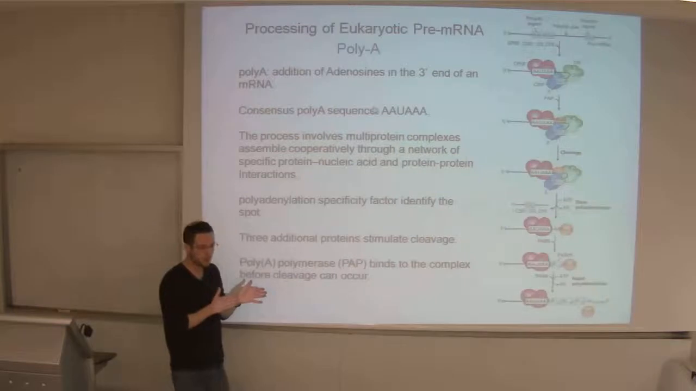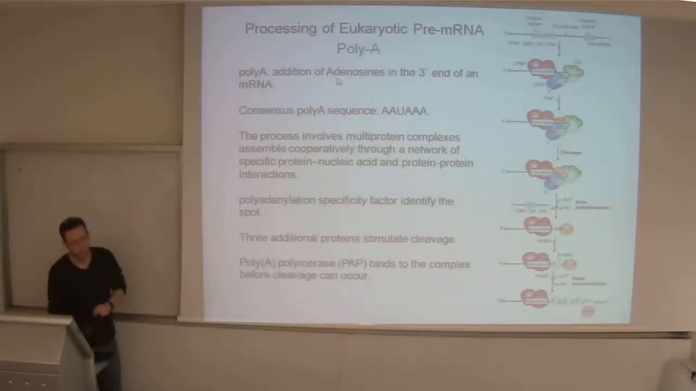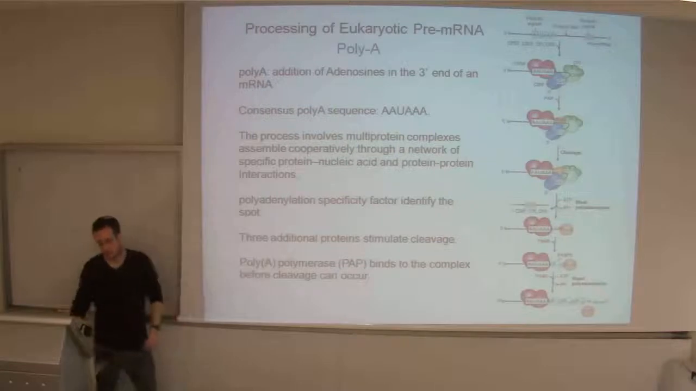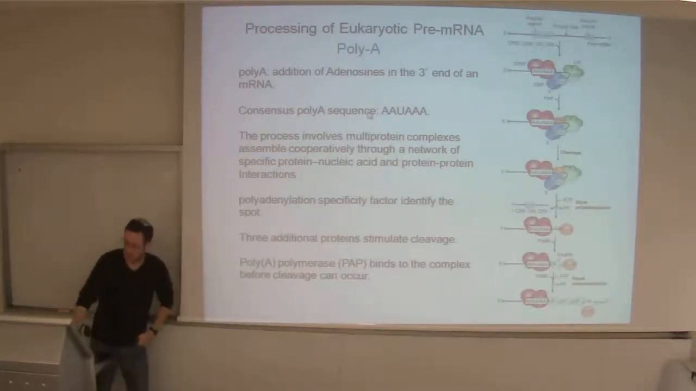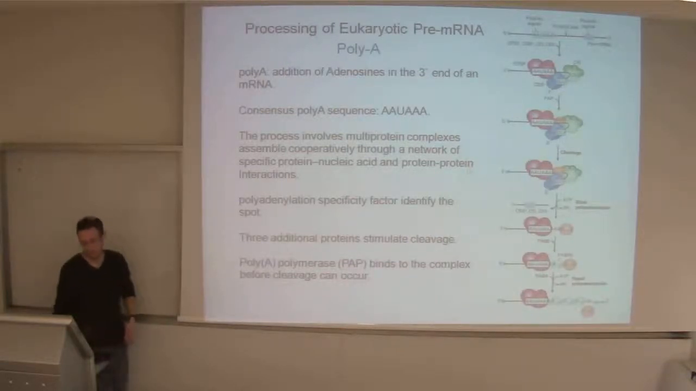Now, after the RNA molecule is completely transcribed and the 3' end is exposed, another chemical modification occurs on the 3' end: poly A, which is an addition of a stretch of adenosines to the 3' end of the mRNA. For the mRNA to be polyadenylated, it has to have this consensus sequence, AAUAAA. Then the process, very briefly, is the following. Globally speaking, it involves multi-protein complexes that assemble cooperatively on the mRNA, quite similar to other complexes like the transcription machinery that was mentioned. In this complex you have protein-nucleic acid and protein-protein interactions. You have to have these two kinds of interactions, so the following reaction is promoted.